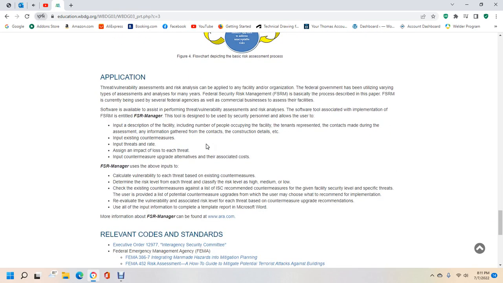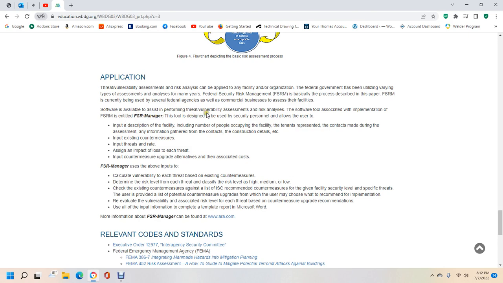Application. The threat and vulnerability assessment risk analysis can be applied by any facility or organization. The federal government has been using various types of assessment analysis for many years. The process described in this paper, federal security risk management, is currently being used by several federal agencies as well as commercial businesses for their facilities. Software is available to assist in performing the threat and vulnerability assessment risk analysis. The software tool is associated with the implementation of federal security risk management.